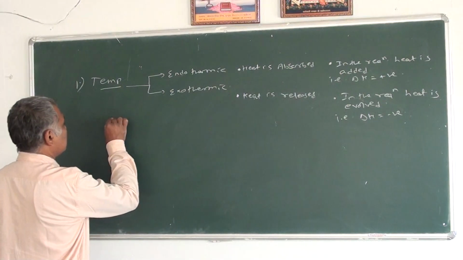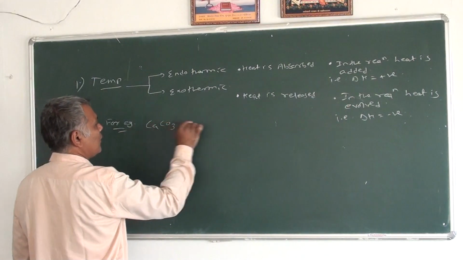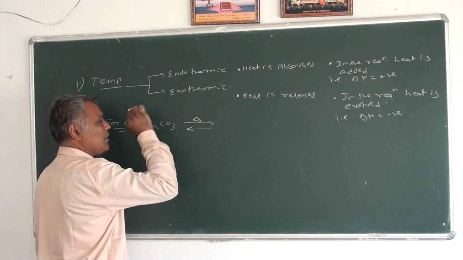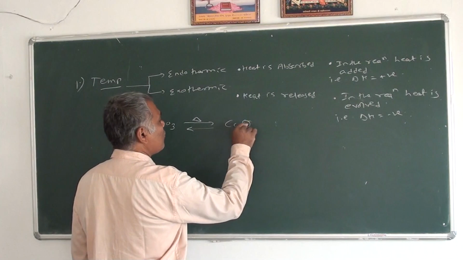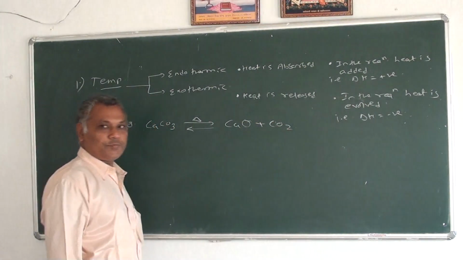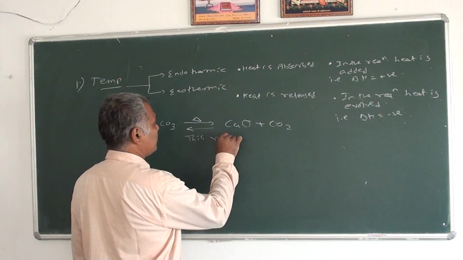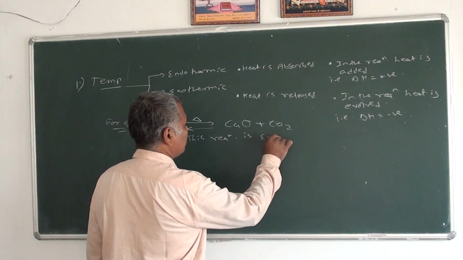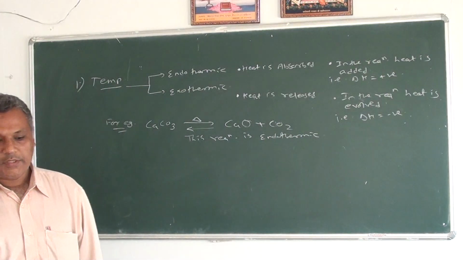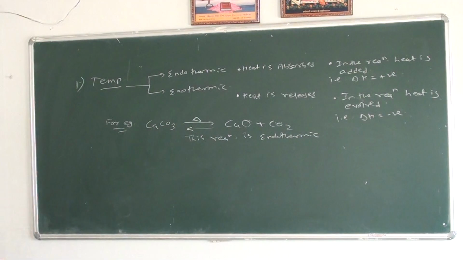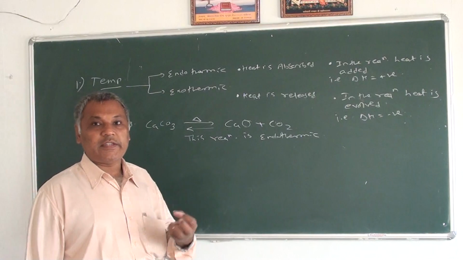Now, for example, CaCO3, when it is heated, gets converted into CaO plus CO2. That means I can say that this reaction is endothermic. Now, when the reaction is endothermic, what will happen? Heat is being taken in.